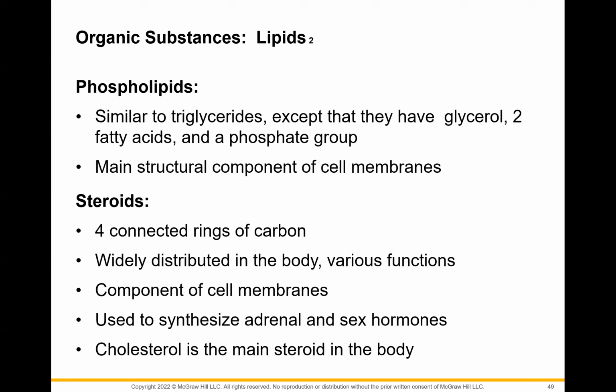So they're used in our adrenal glands, which are the glands right on top of the kidneys, as well as part of some of our sex hormones like testosterone and estrogen.